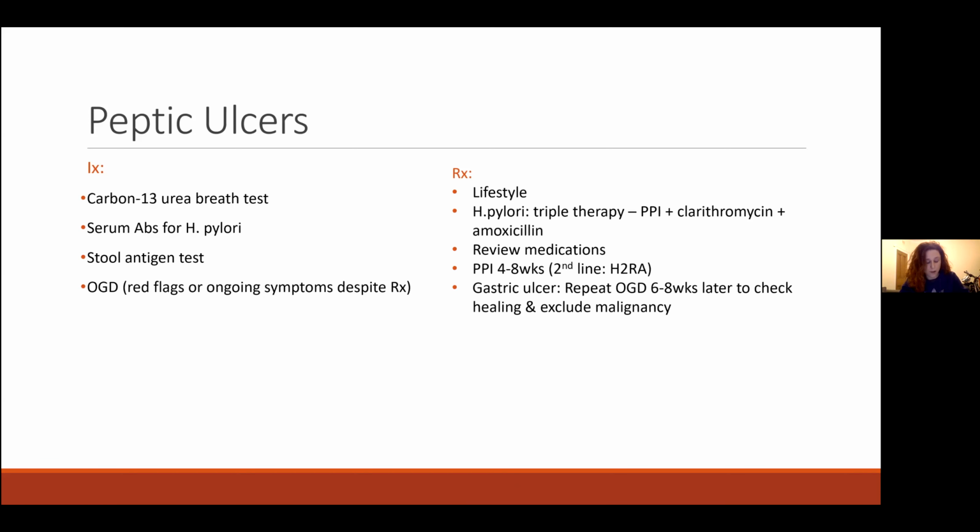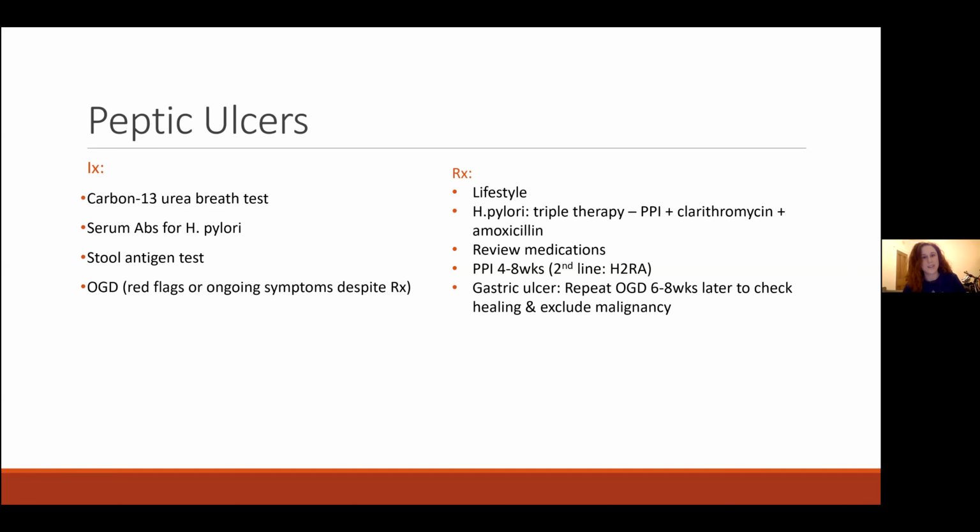Okay, you can also do an FBC to look for anemia in case there's bleeding from the ulcers. And you should biopsy gastric ulcers as well, because like I said previously, they can be malignant. Okay, and then I've also got the treatment here, so lifestyle.